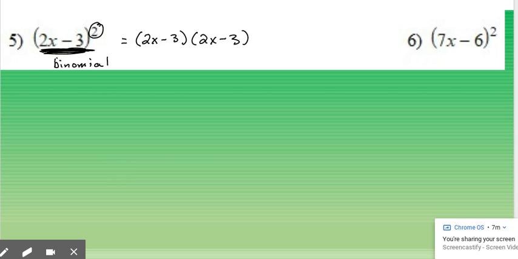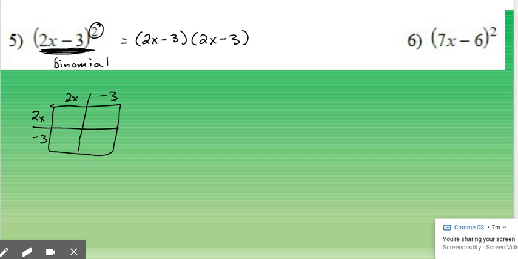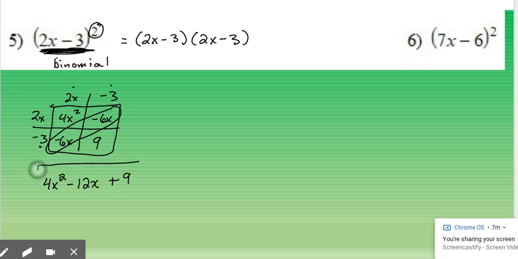Okay, so make your 2x2 box. Get 2x minus 3 and 2x minus 3 and do your multiplications. 2x times 2x is 4x squared. 2x times negative 3 is negative 6x. Negative 3 times 2x is negative 6x. Negative 3 times negative 3 is 9. And then I'm going to add these together. So I would get 4x squared, add those together, I get negative 12x plus 9.